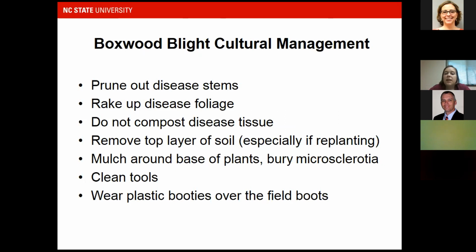Also, if you're replanting, it's important to remove that top layer of soil because the microsclerotia and spores could be hanging out there. If you have an existing planting and you've raked all those leaves out, you can mulch around the base of the plants to help bury the microsclerotia and help prevent some spread. As I said, cleaning tools is very important, and then wear plastic booties over field boots.